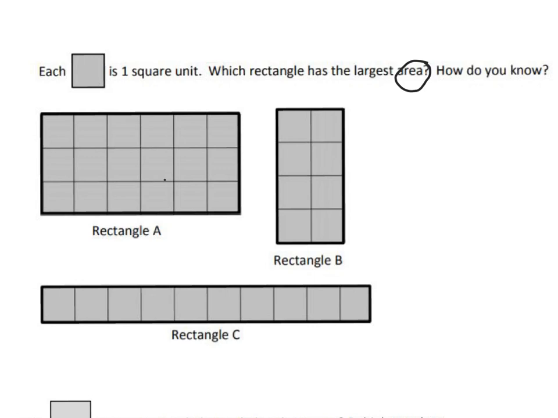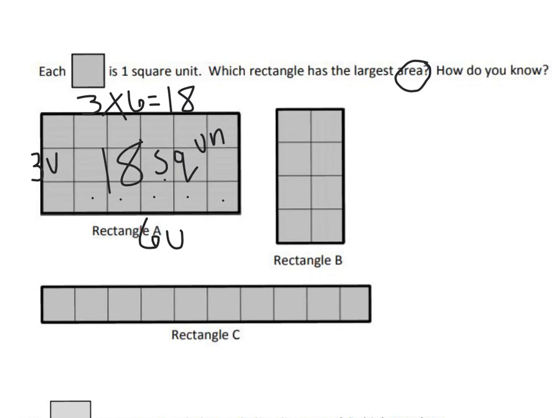When I look at rectangle A, I see that there are 3 units that go up and down, and there are 1, 2, 3, 4, 5, 6 units that go across. So I would put 6U for 6 units and 3U. I could say 3 times 6 equals 18. So I know that there's 18 square units in that rectangle.